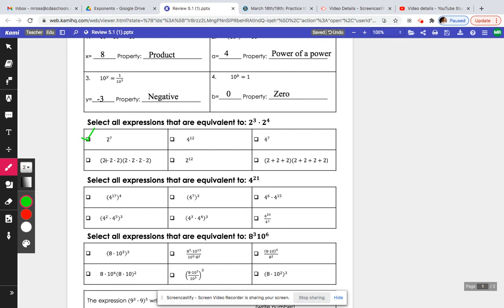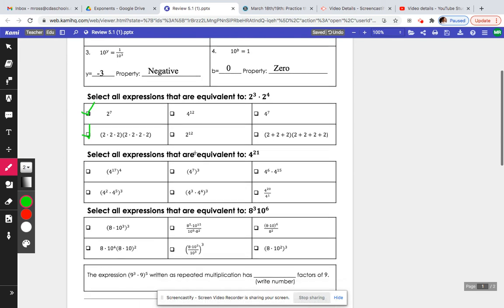This one is correct, right? If we have 2 to the 3rd, that means we have 3 2s, so 1, 2, 3. And then 2 to the 4th means we have 4 2s, so 1, 2, 3, 4. So this one is also correct. 2 to the 12th is incorrect because we're not doing the power of a power, we're doing the product of power, and we're adding the exponents, not multiplying, so this is not correct.